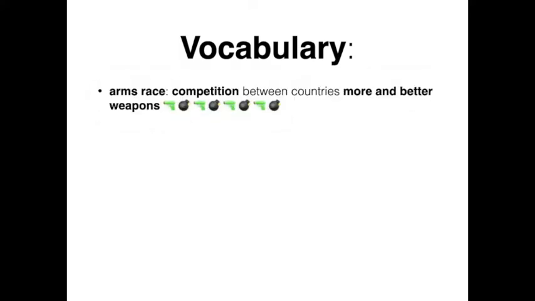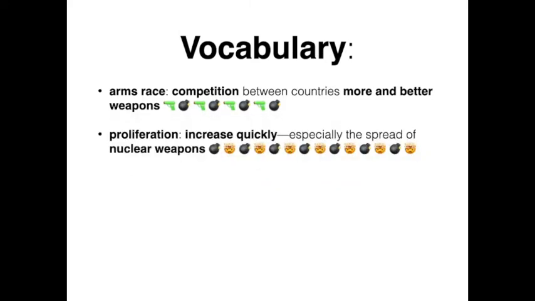Let's get into our vocabulary and then we'll come back to that cartoon in a moment. So, we've already talked about an arms race when we did our World War I unit. Competition between countries, essentially for more and better weapons. More guns, more bombs, more tanks, more planes, faster tanks, stronger planes, etc. New term for today, proliferation. Important idea from this lesson is nuclear proliferation. Proliferation means to increase quickly, but it particularly refers to the spread of nuclear weapons. Increase in the amount of nuclear weapons a country has or that all the countries have.